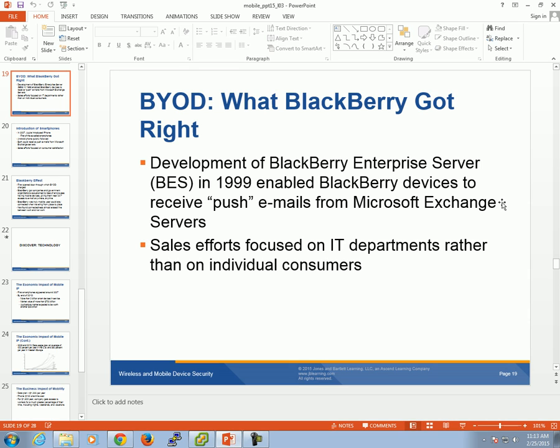Mine beeped the other day. So what happens is, when I get an email, the server sends the email to my phone. There's a push and a pull. Push means the servers push me the email. Pull means I have to go get the email.